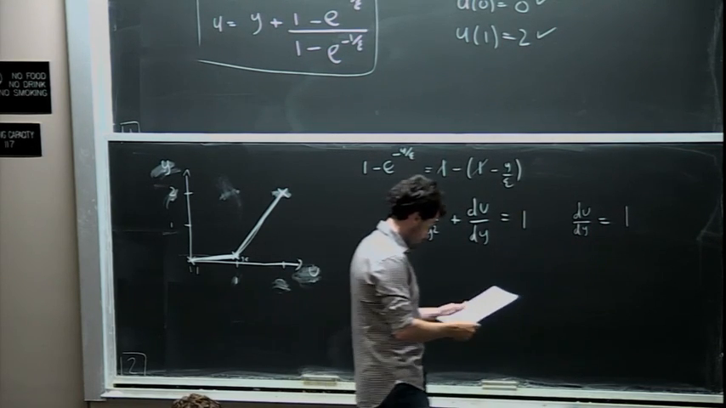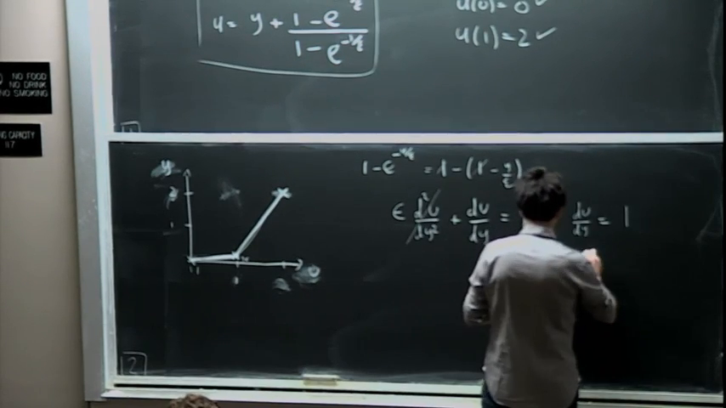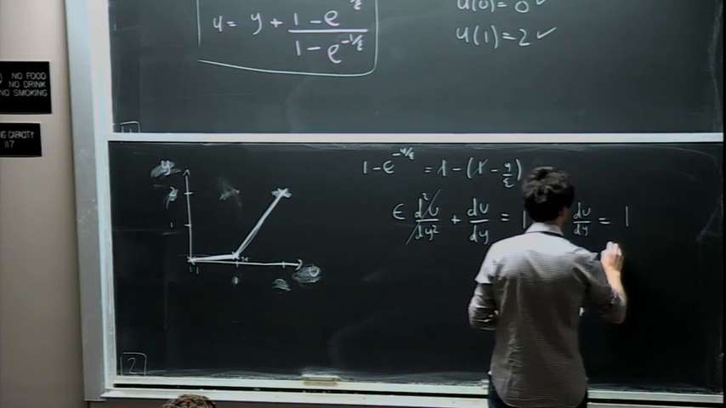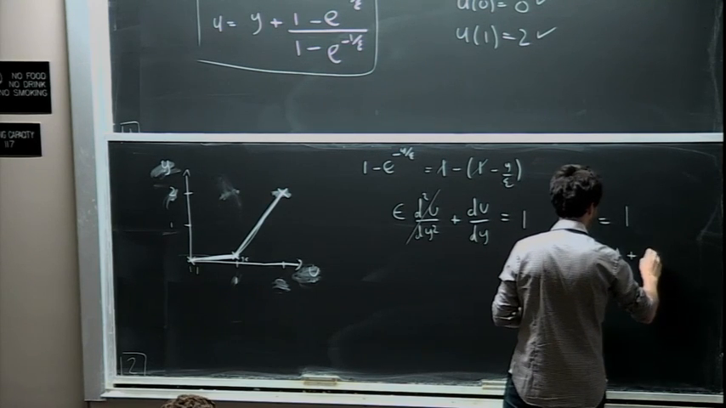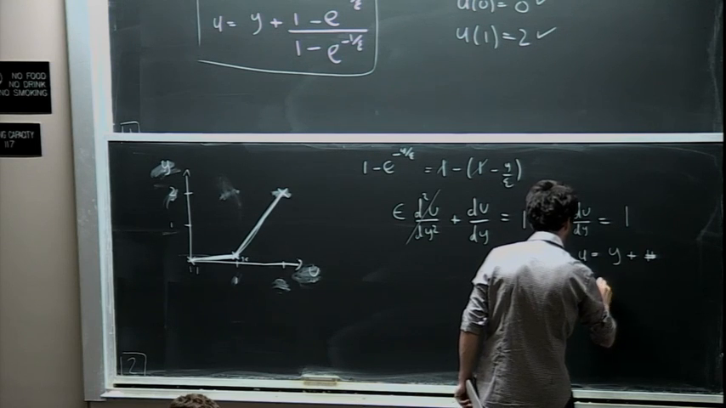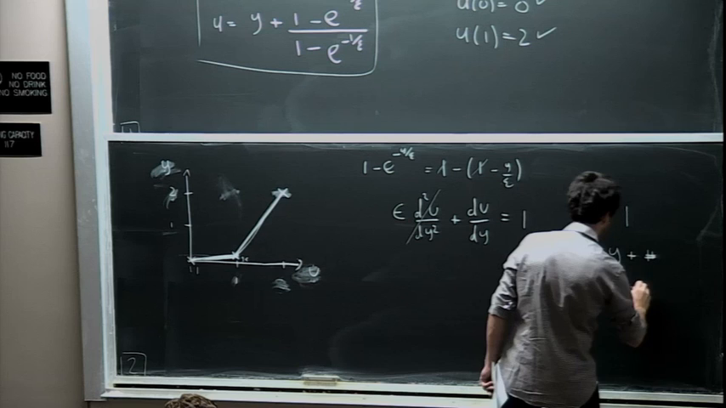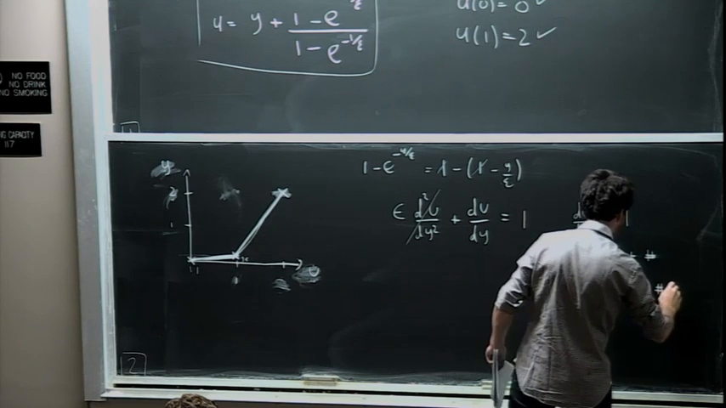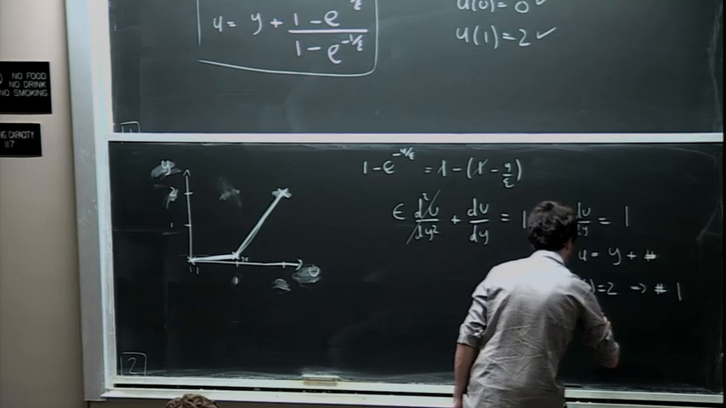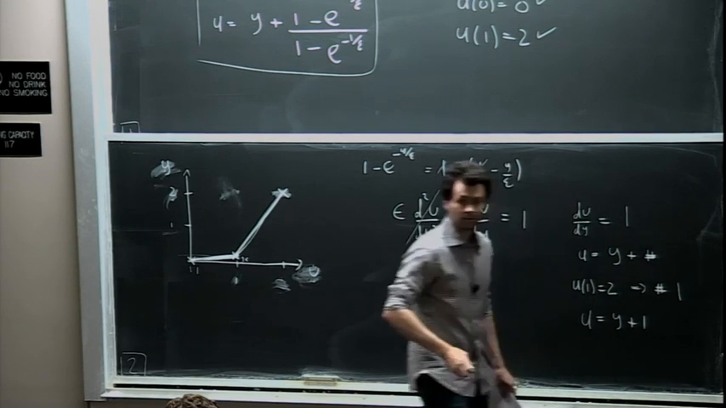Okay? And so is that the order I want to do it in? Yes. Okay, good. So then u is equal to y plus some number. Okay? And we know that u at y equals 1 has got to be equal to 2. Right? So that tells us that this number is equal to 1. So our solution, just by putting that boundary condition, is u is equal to y plus 1.